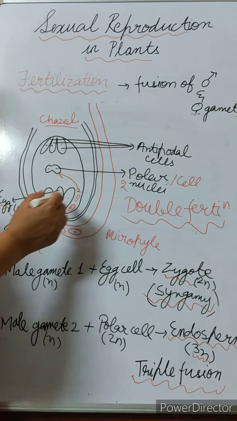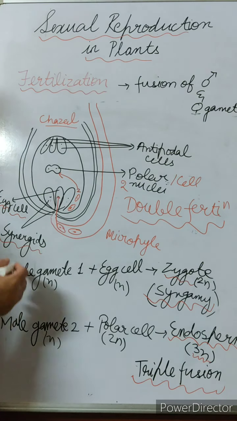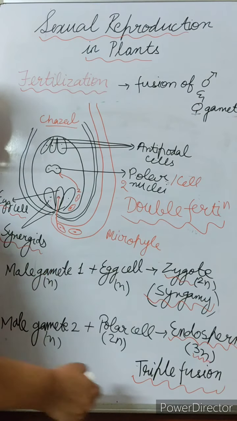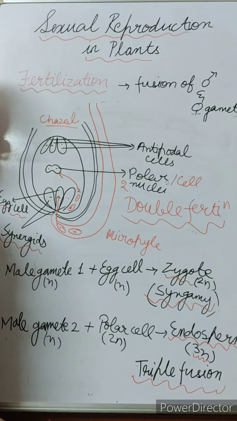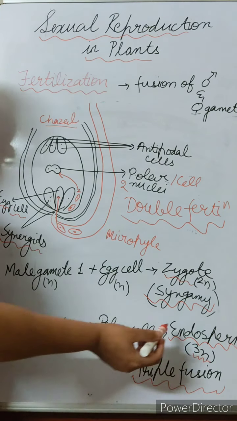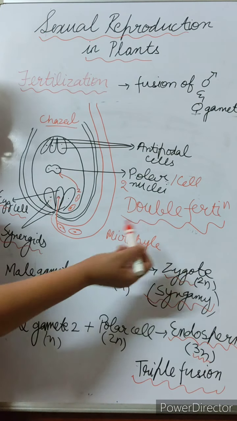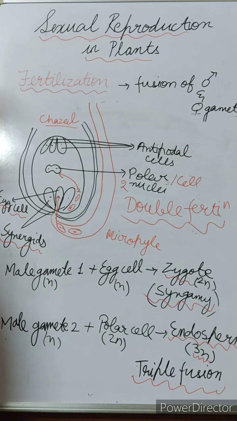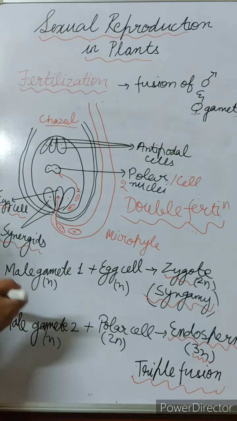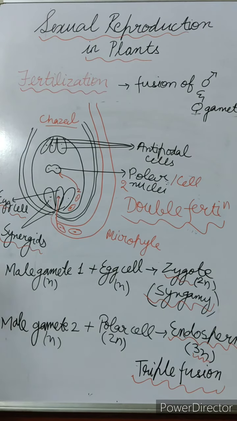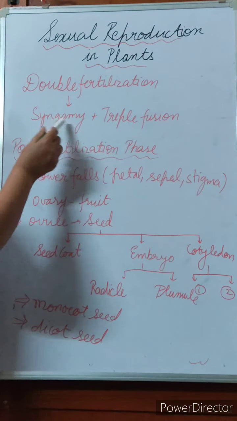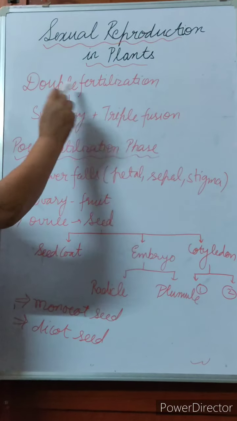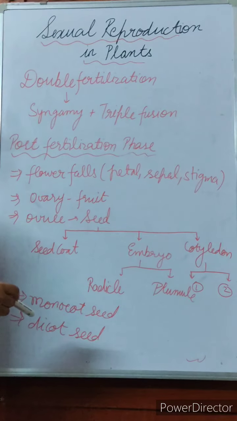Okay, so two male gametes after getting released will give these structures. Now this zygote will further change to embryo, and from embryo the new plant will be formed, and this endosperm will provide the nutrition to the zygote. Okay children? Okay, just now we have seen double fertilization, that is syngamy and triple fusion together is known as double fertilization.